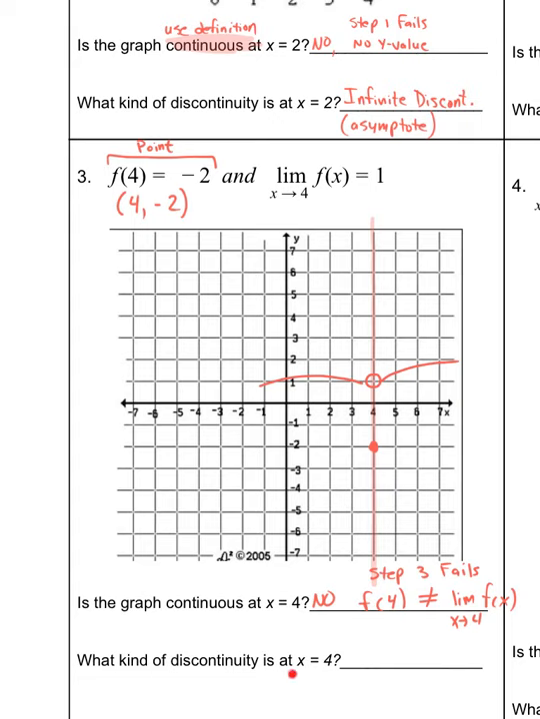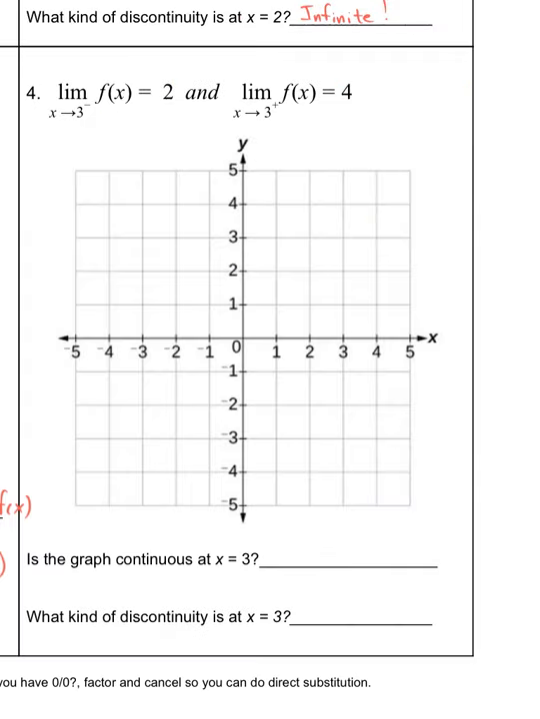What kind of discontinuity is it at x equals 4? Right here, that is a hole. So the fancy name is a removable discontinuity, but of course, you can just say hole. All right, number 3 is done.